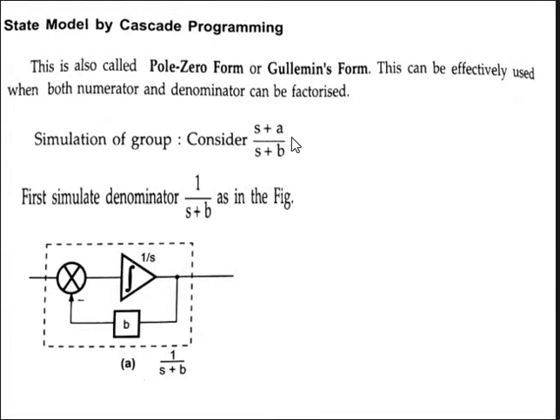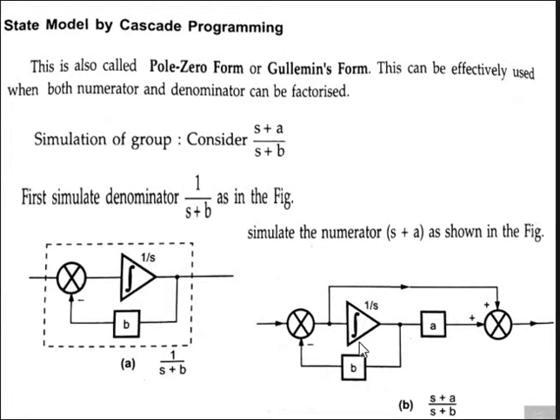Here s plus a: a is not multiplied with any s, so a is directly connected to the output, and s is multiplied with 1, so that block is connected one integrator before. So the simulation of the numerator s plus a is as shown below. This is the arrangement for 1 by s plus b, and the numerator is connected here. a is directly connected to the output summation, and s is connected one integrator before. s is multiplied with 1, so the line is directly connected, and this line value is 1. If any block is not there, the value of that line is 1, as we already know. So this is the arrangement for s plus a by s plus b.